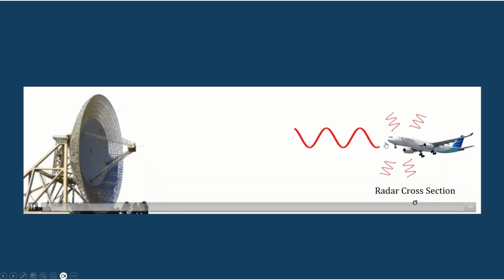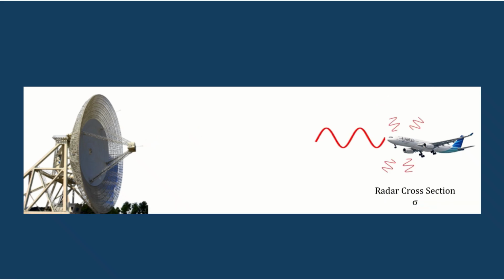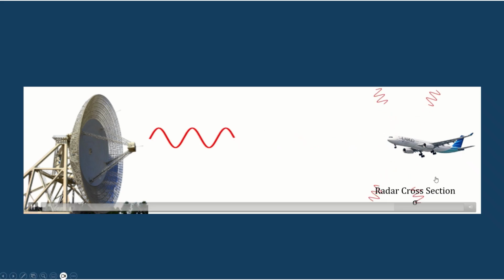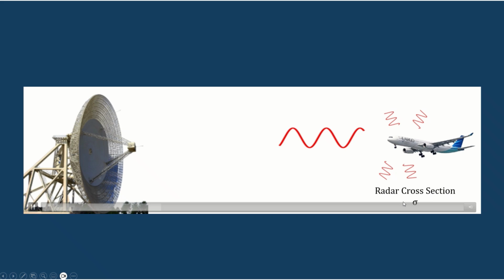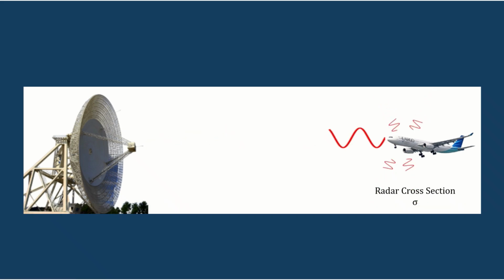When power is incident on the target, it will be scattered in different directions and some part of the wave will be reflected back. The amount of power which is reflected back is given by a term known as radar cross section, or sigma. This is an important factor. We will take a detailed look at radar cross section in upcoming videos.